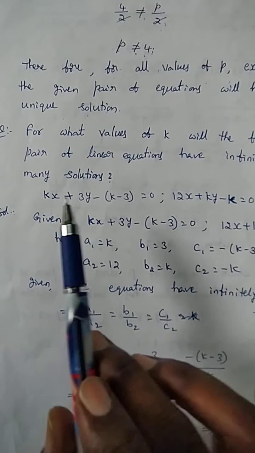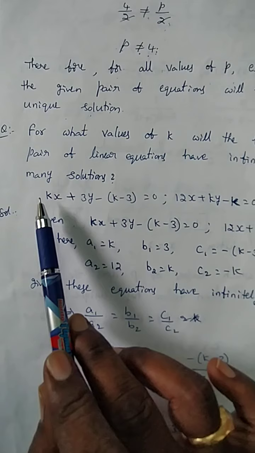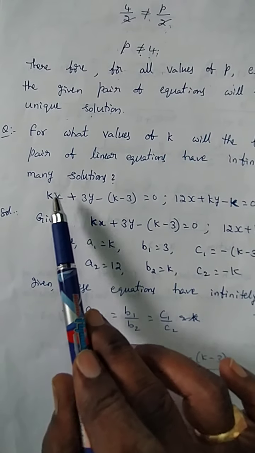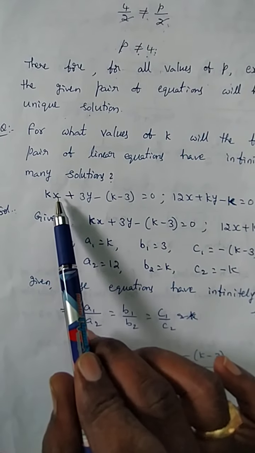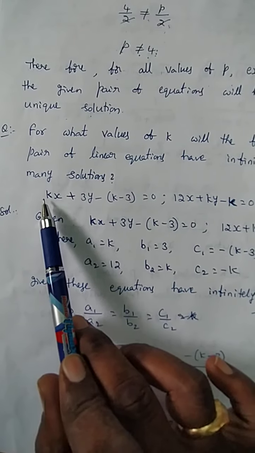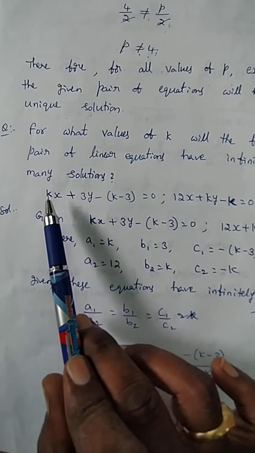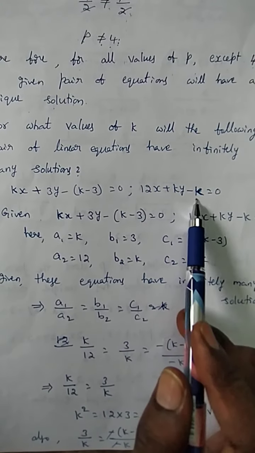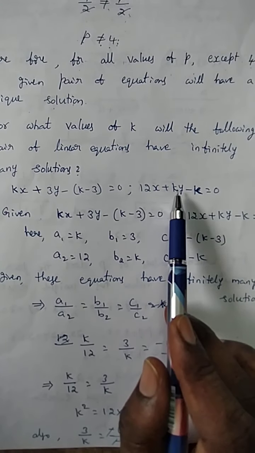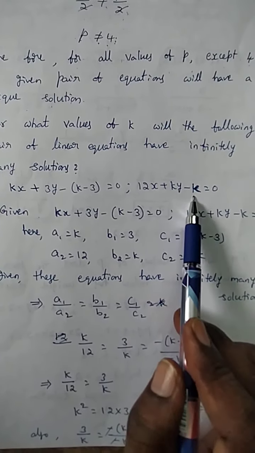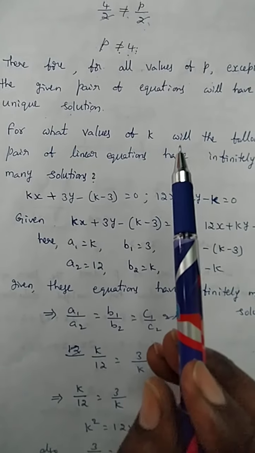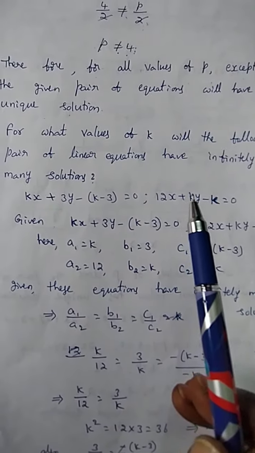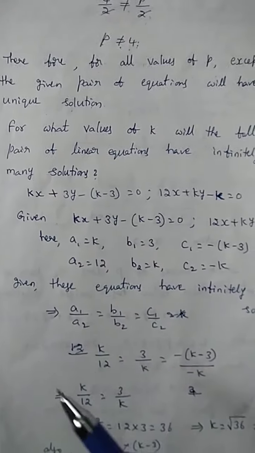That's the first equation. Your x coefficient is k. Generally that is a real number, but instead of a real number, we have one more variable, k. We can find the value of k here, and one more, the second equation: 12x plus ky minus k is equal to 0. The y coefficient is k, and the constant is also k here. So by solving these two linear equations, we can find the value of k, if the pair has infinitely many solutions.